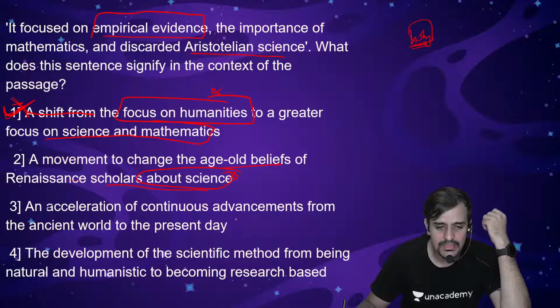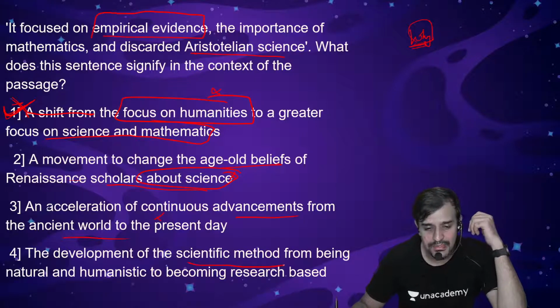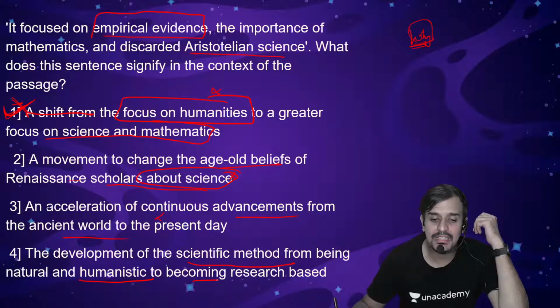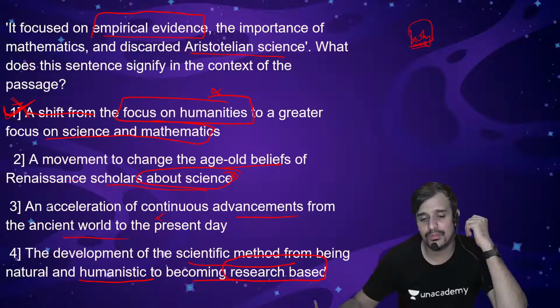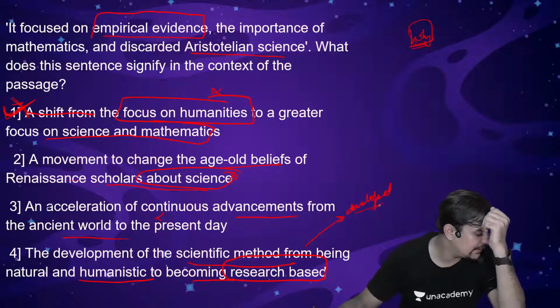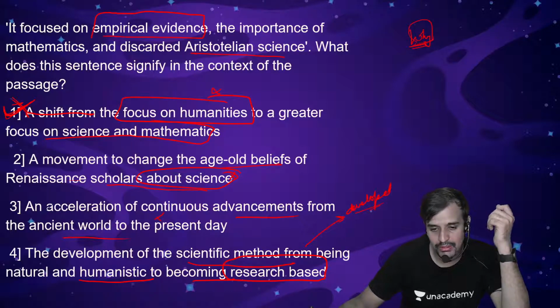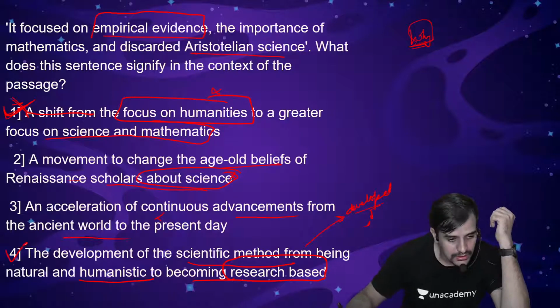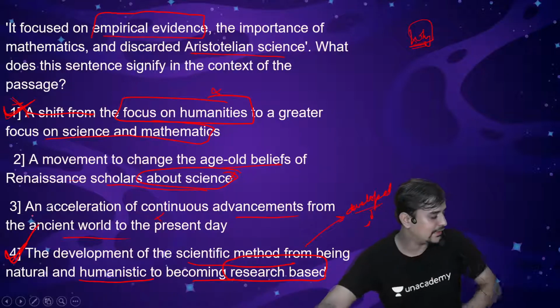An acceleration of continuous advancements from the ancient world to the present day. The development of the scientific method from being natural and humanistic to becoming research-based. This is what we are talking about. Okay, that everything became what? Everything got developed. Everything was developed, and everything became what? Everything became scientific based. This is going to be your answer. This is going to be your correct.